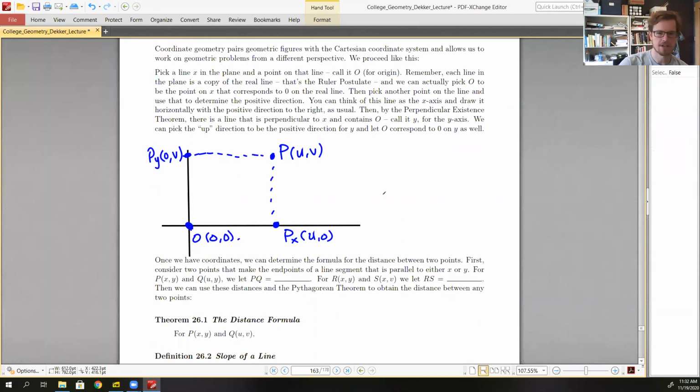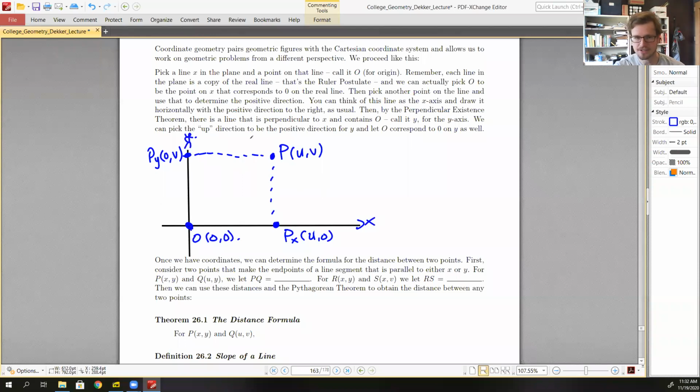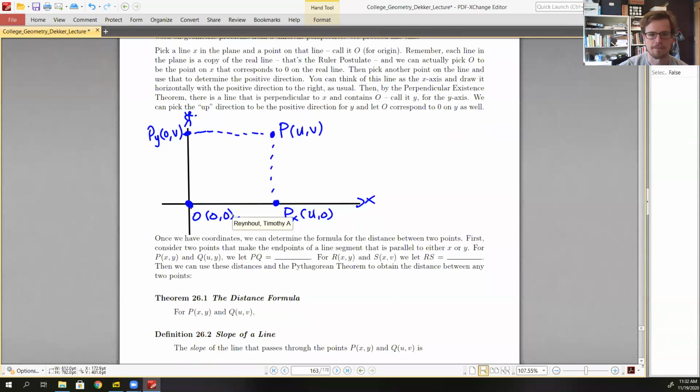So the axes, as we are familiar with them, no surprise. We can call this line X, and we can call this line Y, instead of L and M, and that's fine. All right, so then what we can do is start talking about distances between points.